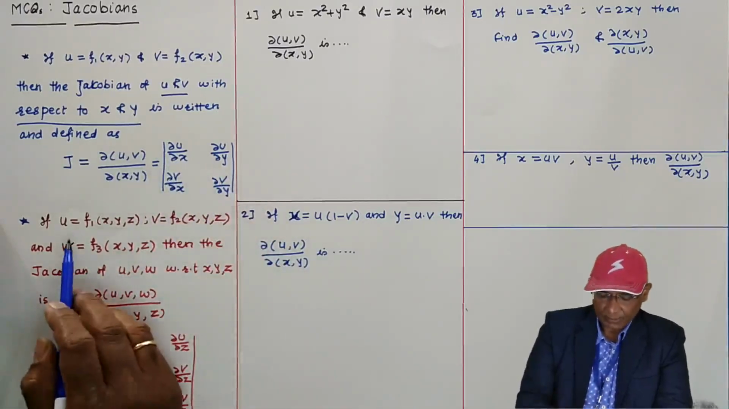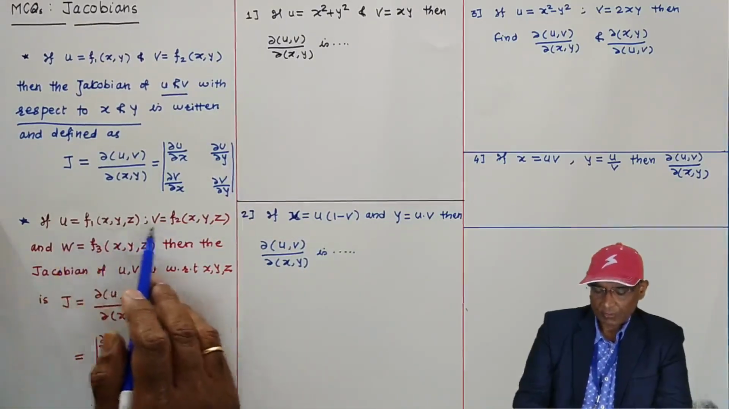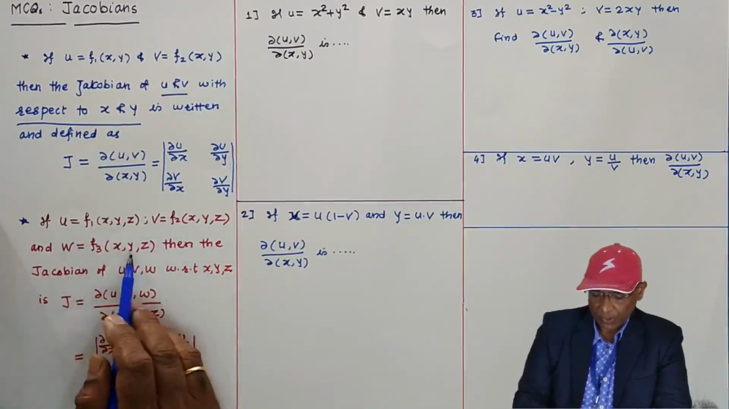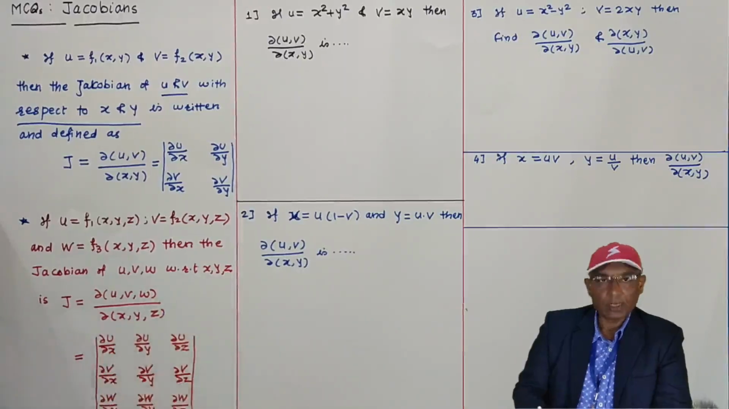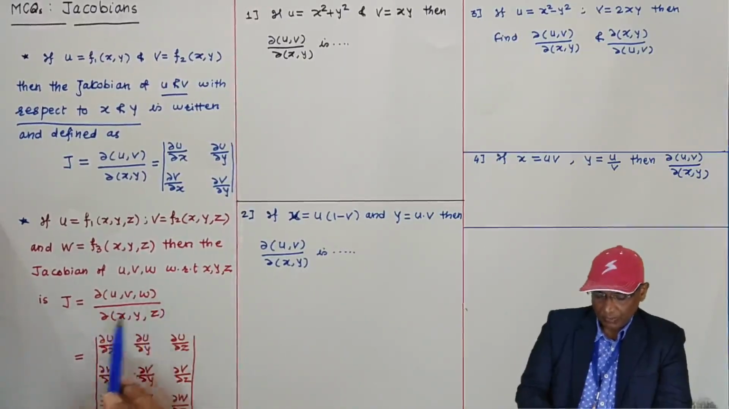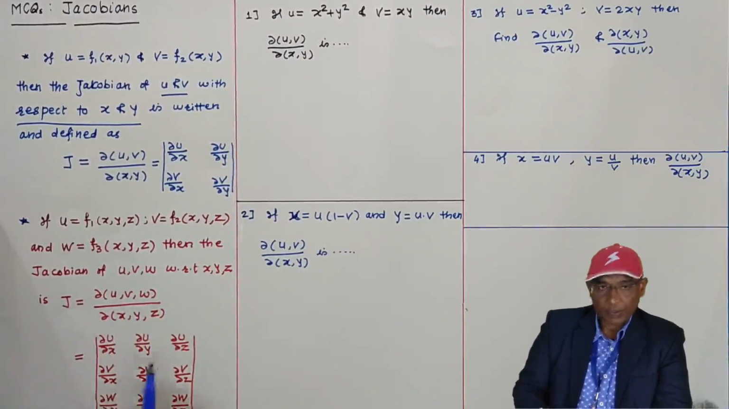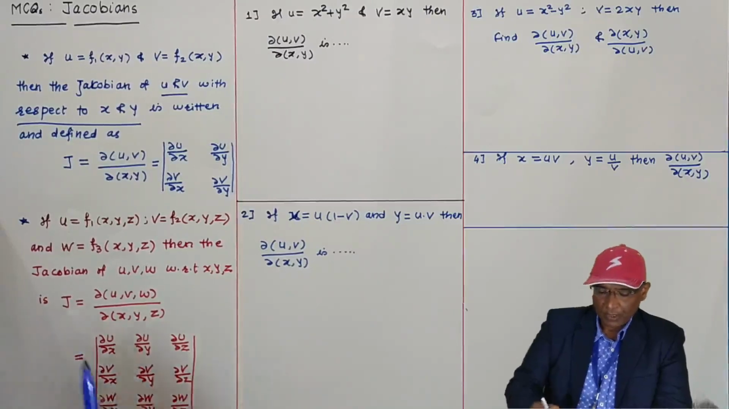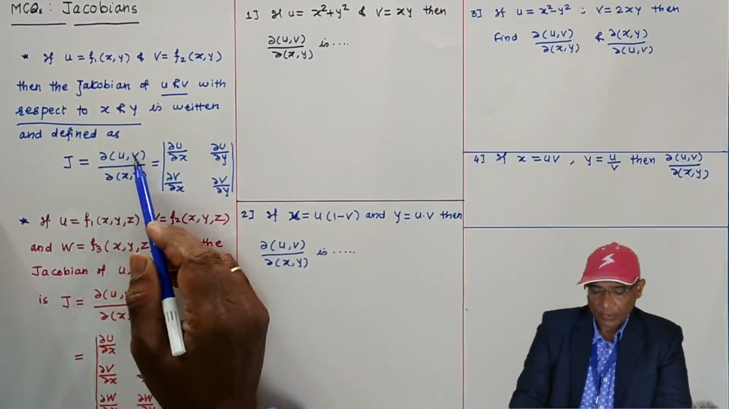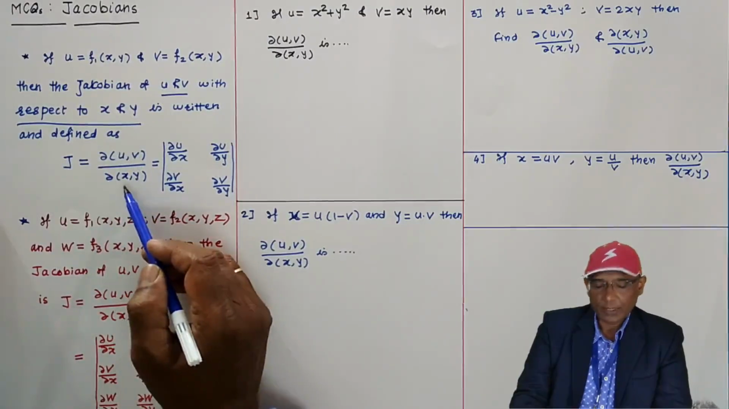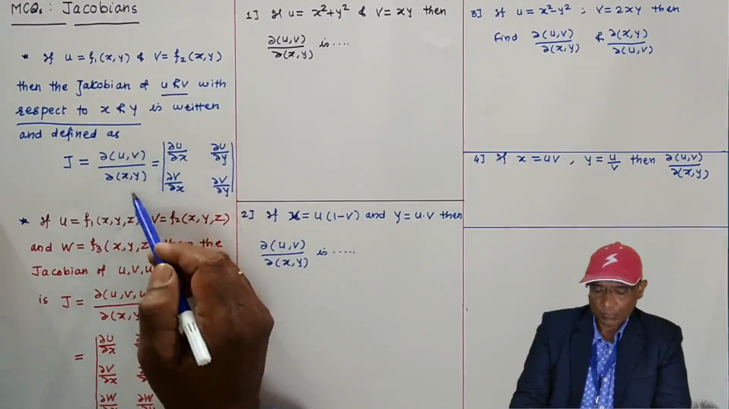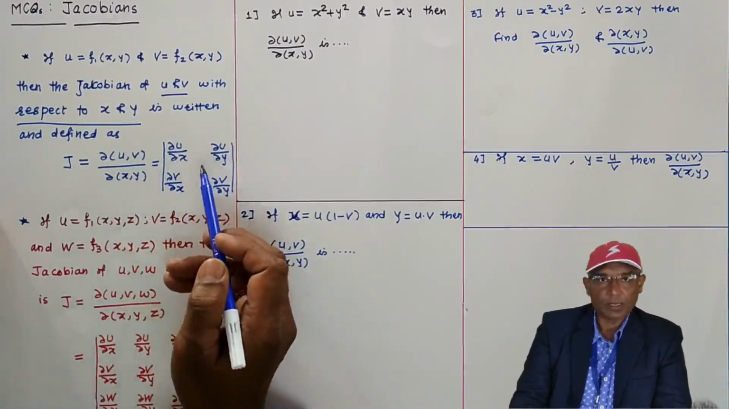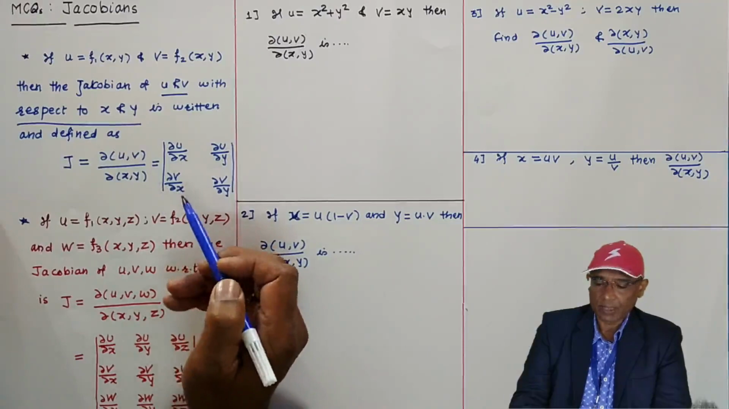Similarly, for three variables, u is a function of x, y, z, v is a function of x, y, z, w is a function of x, y, z. Then the Jacobian of uvw with respect to xyz can be written like this: ∂(u,v,w)/∂(x,y,z) means the determinant of the first row for u, second row for v, and third row for w. And the Jacobian of xy by uv, how do you write? Replace u by x and v by y: ∂(x,y)/∂(u,v), with del x by del u, del x by del v, del y by del u, del y by del v.